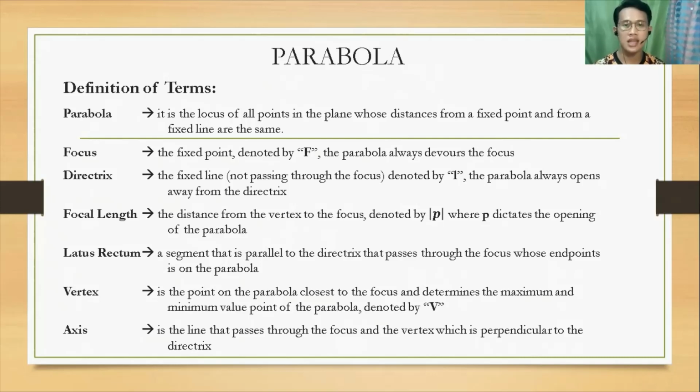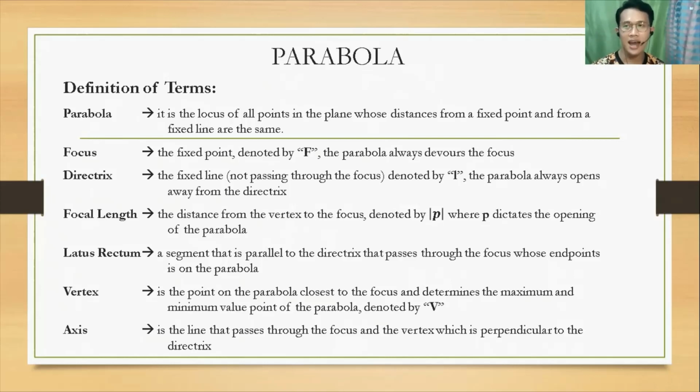Well, the focal length, which is the distance from the vertex to the focus denoted by P, or absolute value P, where P dictates the opening of the parabola, and the latus rectum, a segment that is parallel to the directrix that passes through the focus whose endpoints are on the parabola. So if you call it a latus rectum, it's okay.